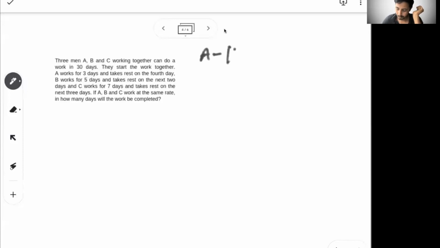So for A, A is working, then taking a break, then again working, then taking a break. So can I say A has 3 working days in a 4-day period? In any 4-day period, A has 3 working days. So A has 3 working days in 4 days.